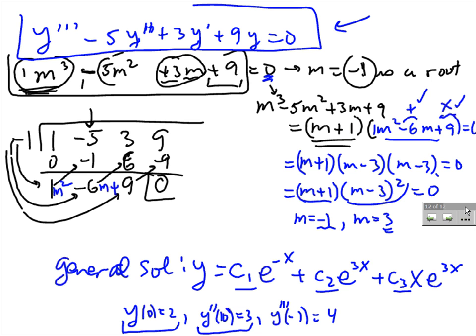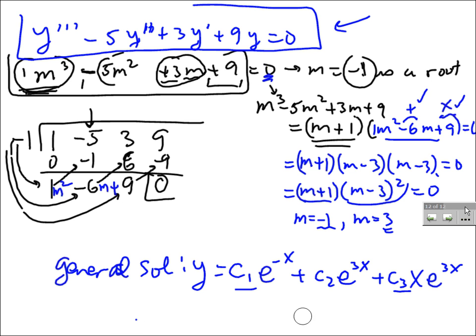They have to give you 3 pieces of information, and then, as long as they're not contradictory, you could get a particular solution. You could solve for the exact solution. You can solve for C1, C2, and the number C3.